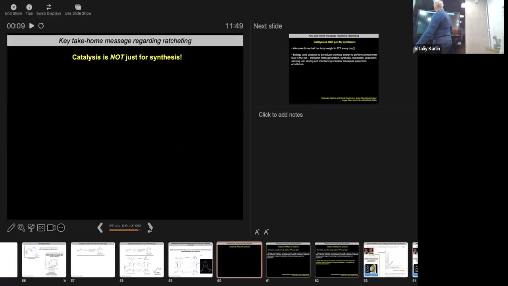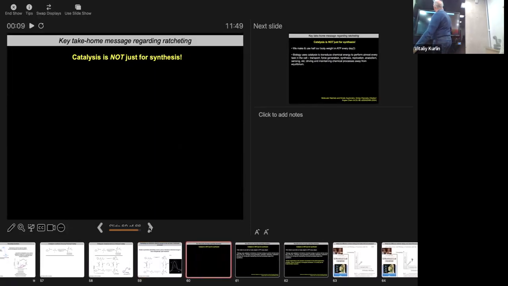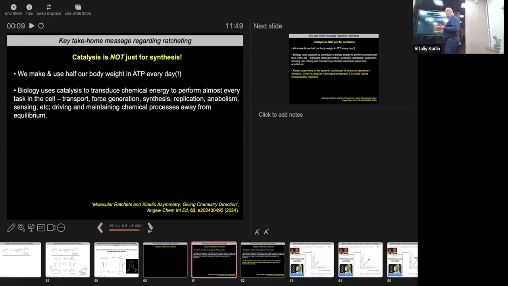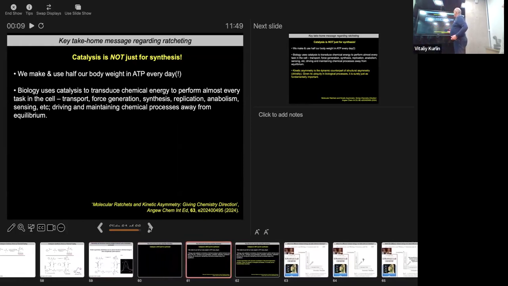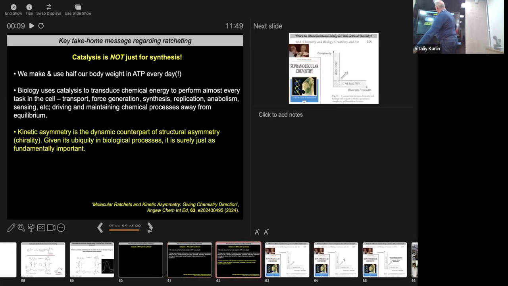Okay, so the take-home message is catalysis isn't just synthesis. We make and use about half our body weight in ATP every day. We don't defecate half our body weight because the ADP that we produce is recycled to ATP, but we're making and using half our body weight in this chemical fuel every day. And that's because biology uses catalysis to transduce chemical energy to perform every task in the cell, not just molecular machines, but every other chemical process.